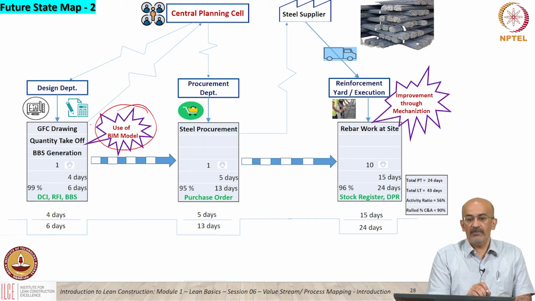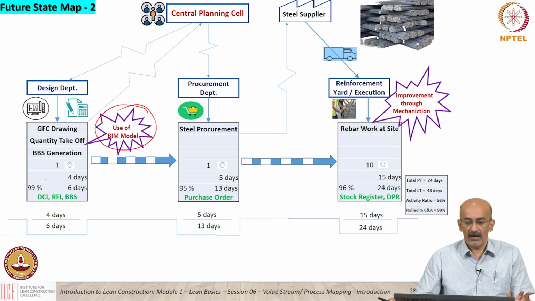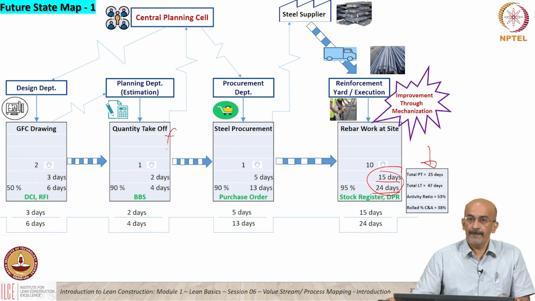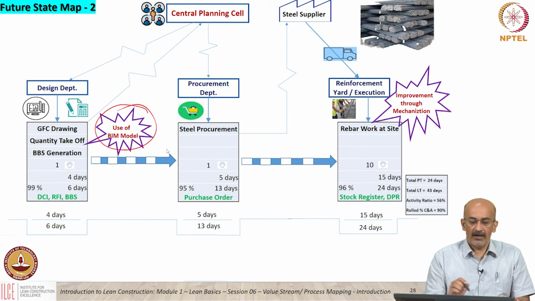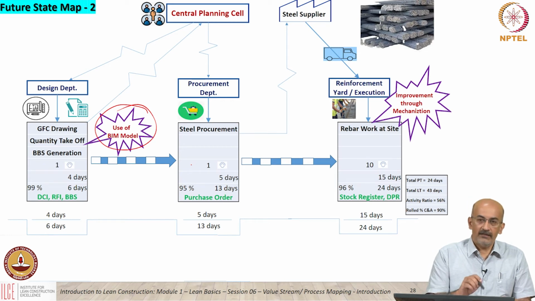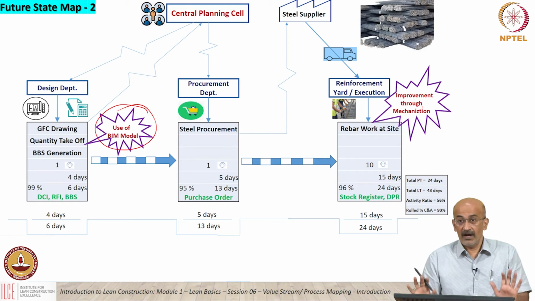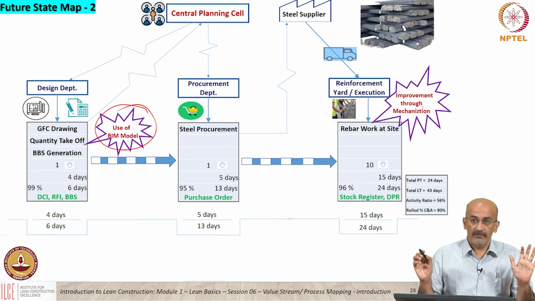So if I'm going to do BIM, all my quantity takeoff is taken care of by the BIM model, I'm assuming. So this activity goes off, and I go straight to the procurement. Now, is this a micro level or macro level improvement? Improvement through mechanization is micro. But overall, the BIM model is macro. I need top management buy-in for that.